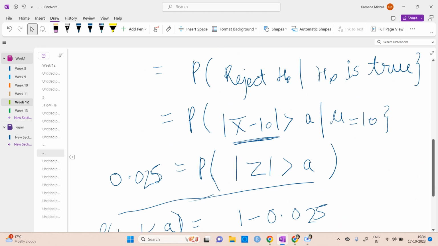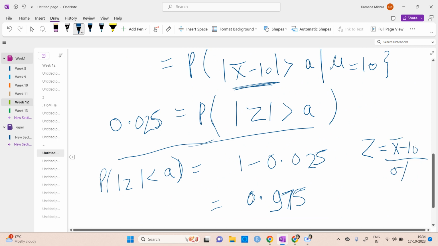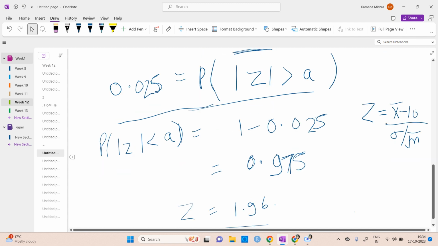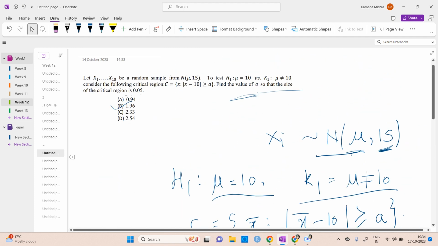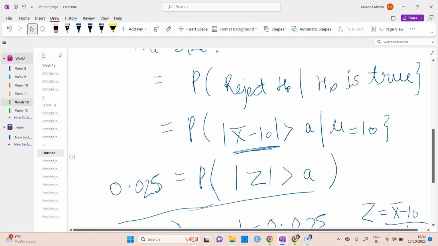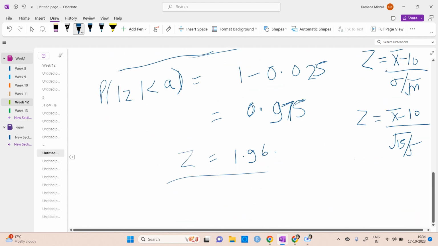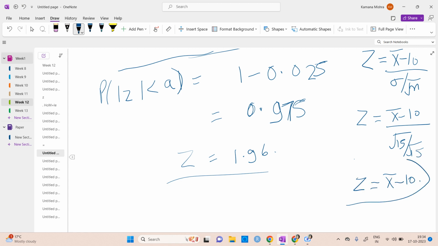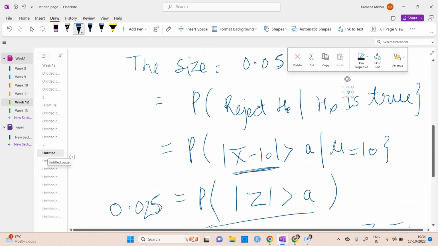So basically the z statistic we have would be x bar minus 10 divided by sigma upon root n. So z will be x bar minus 10 divided by sigma, given here as 15, and n here is also 15. Sorry, sigma squared is 15, so it would be root 15 divided by root 15. So z is x bar minus 10. So I think now it is more clear. So this is nothing but z, right?